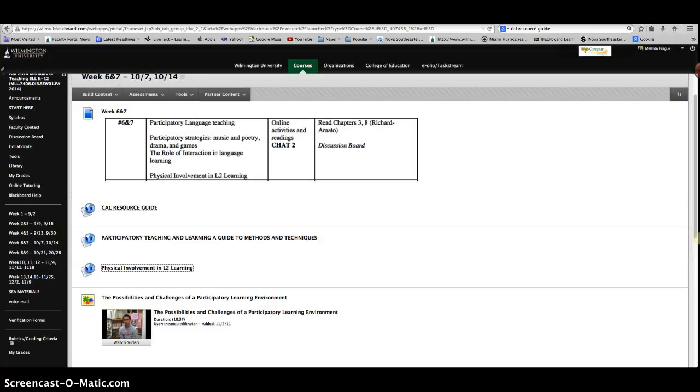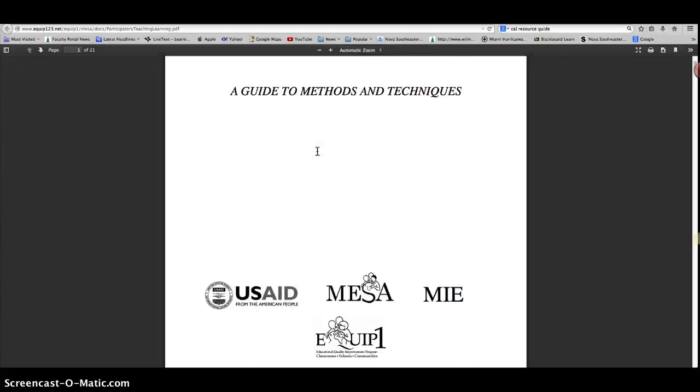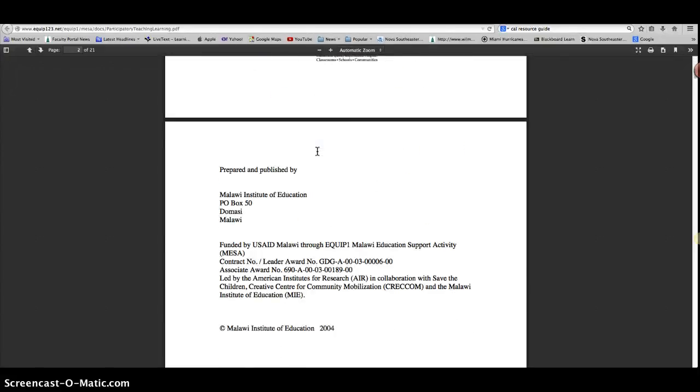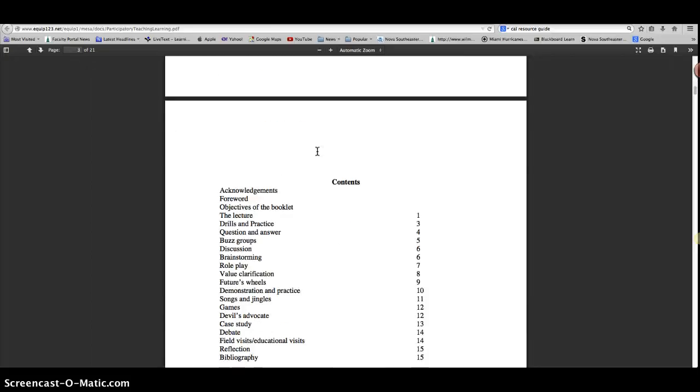The second thing that I gave you was a site on participatory learning and a guide to methods and techniques. So let's take a look at that. Now this is actually a PDF file as well. And again, you can download it and save it. And this was created in 2004, but it's still very relevant.